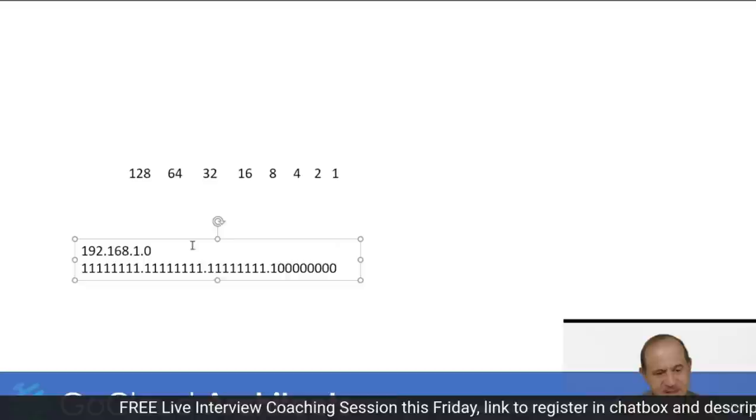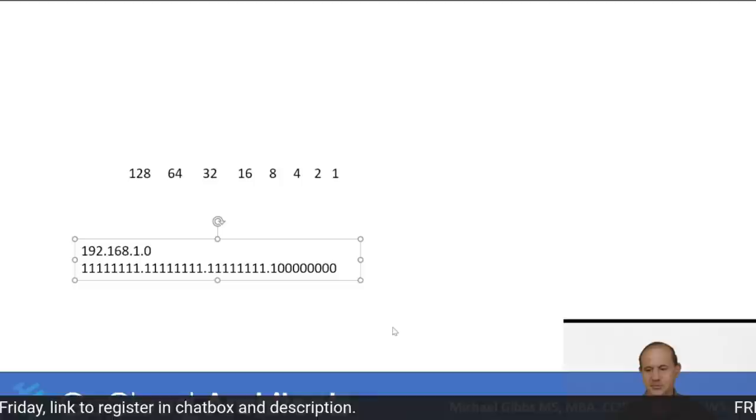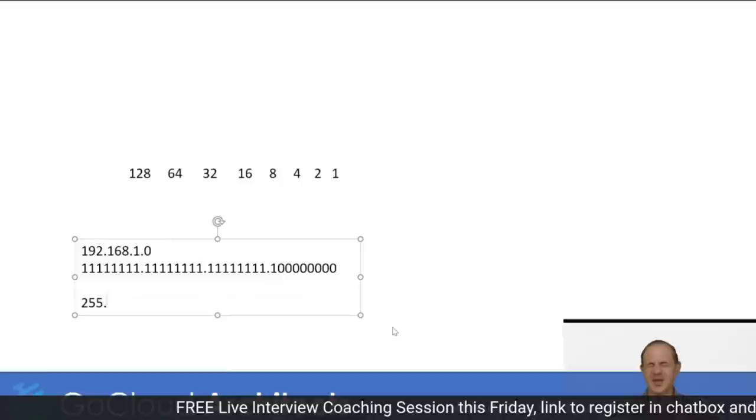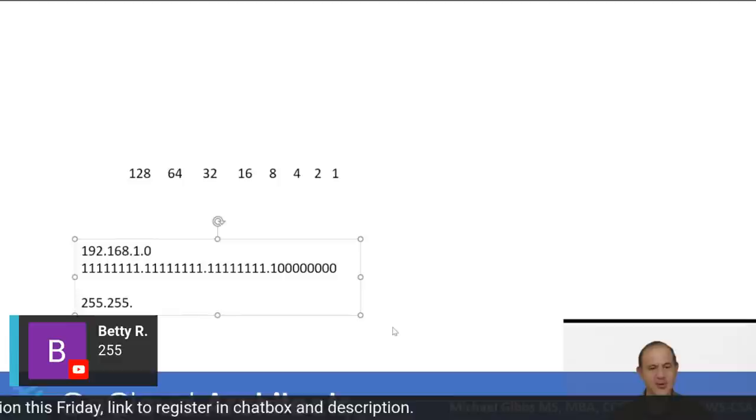Can anybody tell me what this subnet mask is here? We'll start with decimal notation. What are the all ones? Can anybody tell me what all ones in the first octet mean? Okay, what do the all ones mean in the second octet? Charles Simpson, good job. What do the all ones mean in the third octet over here?